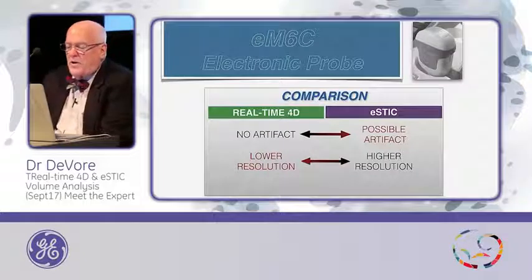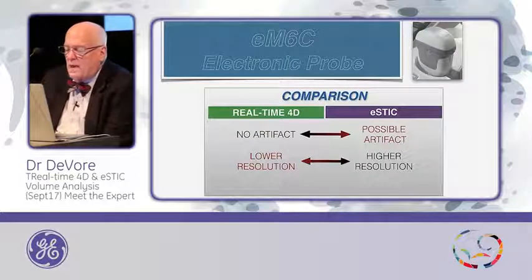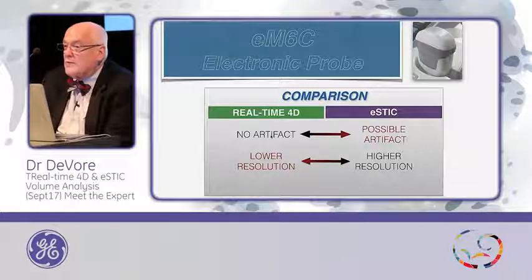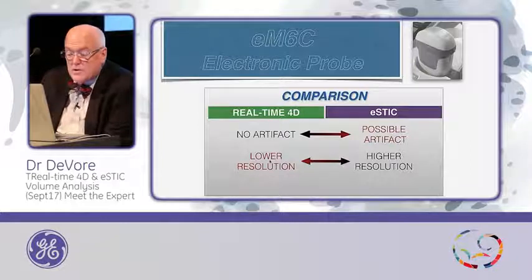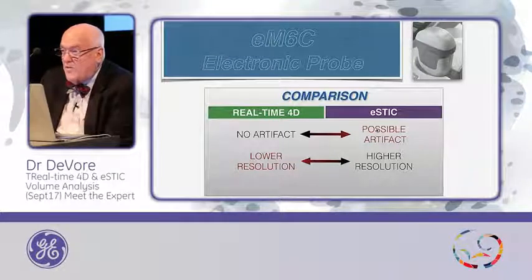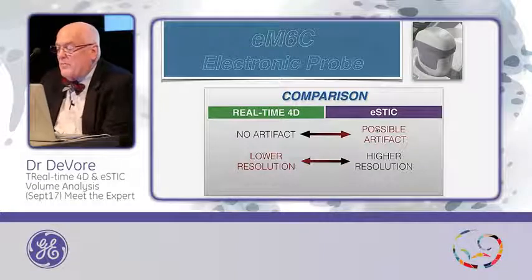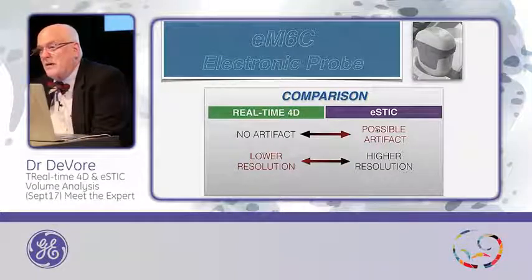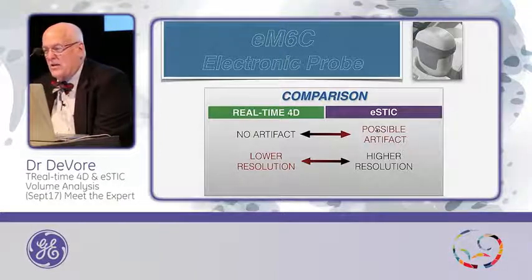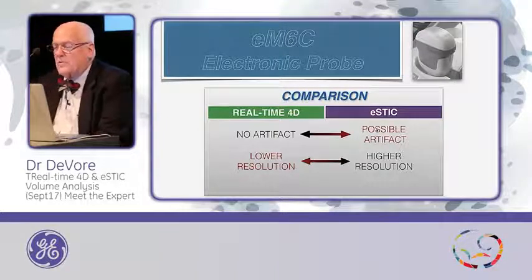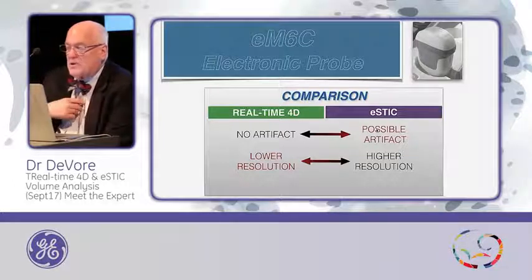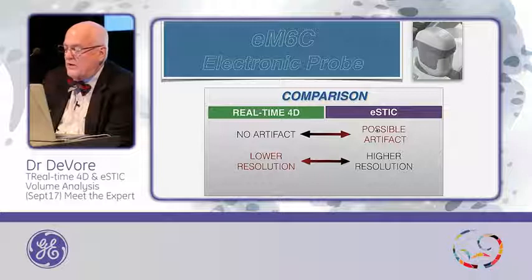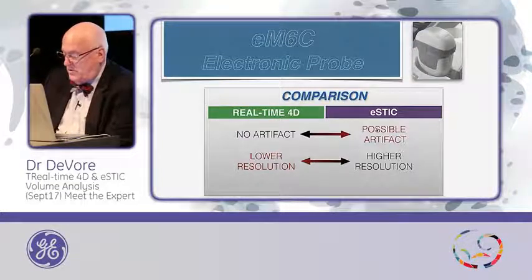Okay, so let's compare now the real-time 4D and the eSTIC. Well, the real-time 4D, we get no artifact, and this is really important if you have a fetus that's bouncing every place. You have a little bit lower resolution. The eSTIC, you have possible artifact, but I'll dare say to you that if people experienced a 49% rate for being able to analyze a STIC acquisition with the older technology, this rate will be much, much higher with this. And it's been our experience that I can acquire an eSTIC in seconds. And so the artifact is dramatically reduced, and we have a higher resolution.